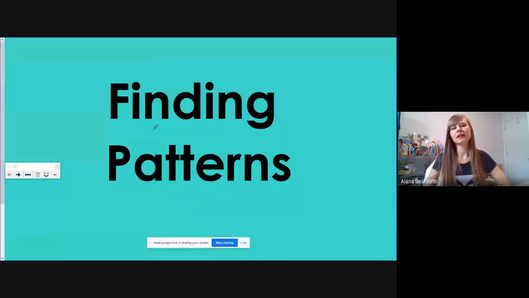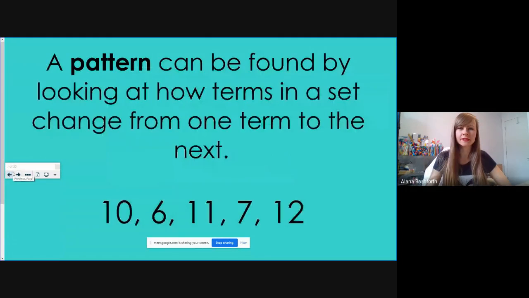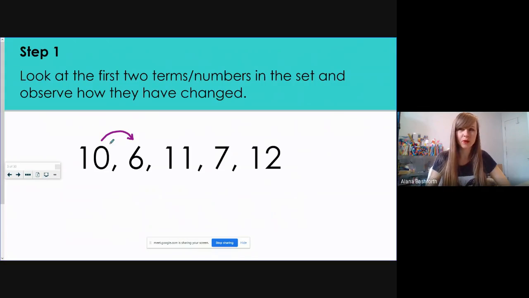So here is our heading, Finding Patterns. And this is what you need to know. A pattern can be found by looking at how terms in a set change from one term to the next. In this case, each one of these numbers right here is a term. So 10's a term, 6 is a term, 11 is a term, 7's a term, 12's a term, and so on.